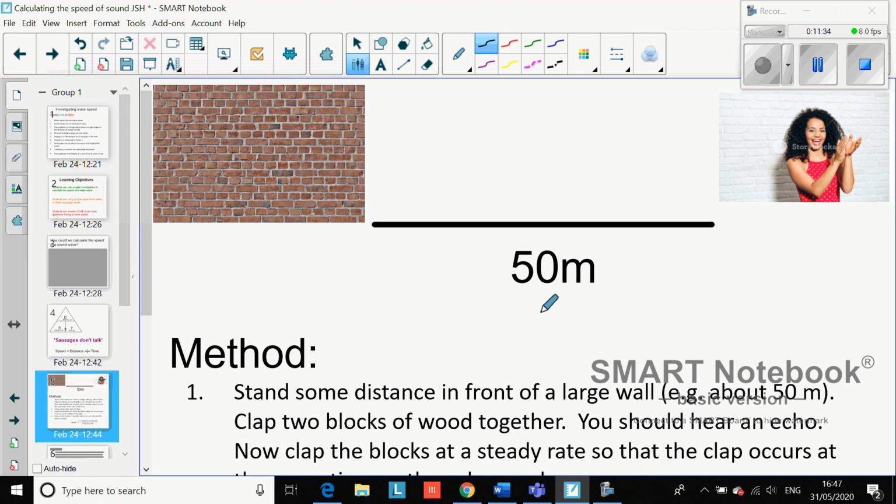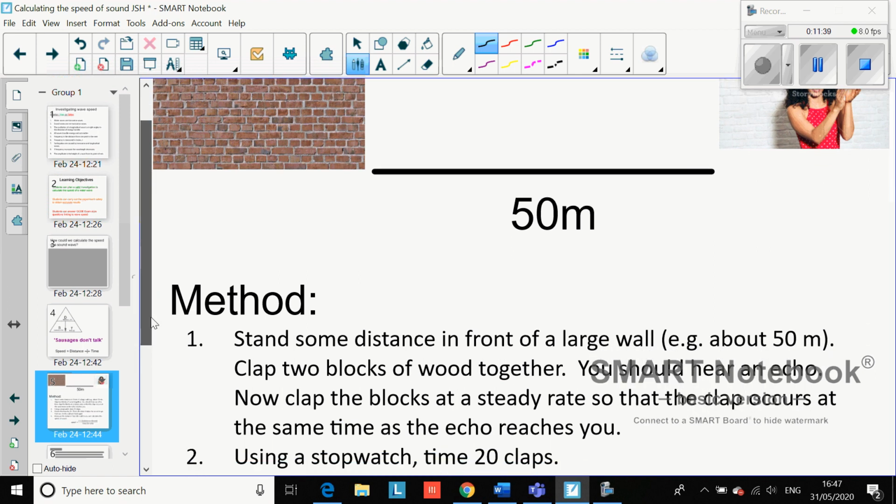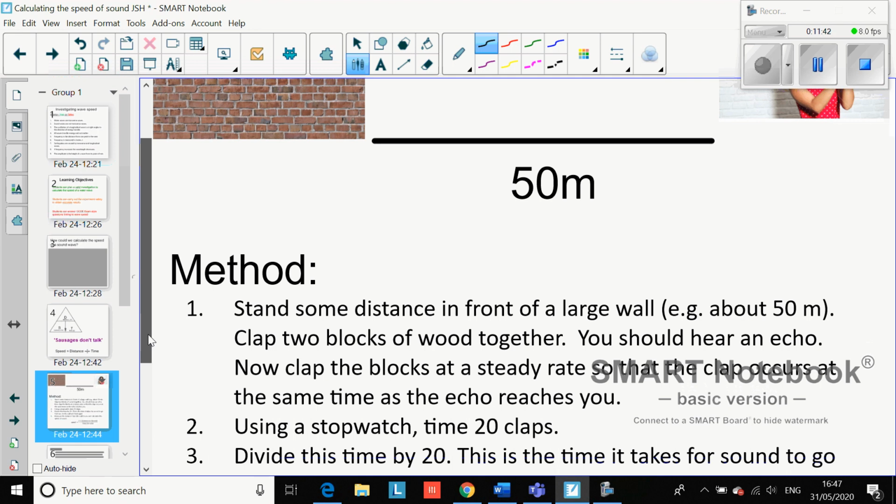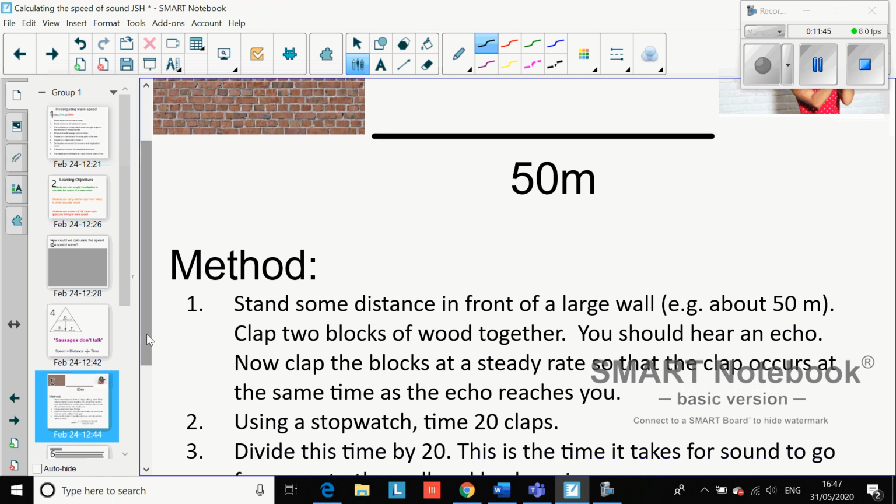Go and find yourself a wall. I appreciate you might need to do this away from your home because it might annoy the neighbours. If you've got a decent wall, stand perhaps 10 meters back from it; 50 is a little far. If you've got something that can make a nice big bang, like 2 blocks of wood, use that, but you can probably get away with using your hands. So stand some distance away from a large wall. It's got to be a nice, firm, solid surface, and clap your hands or your blocks of wood together. Again, please don't do this if it's going to annoy your neighbours. Find somewhere more discreet to do it.